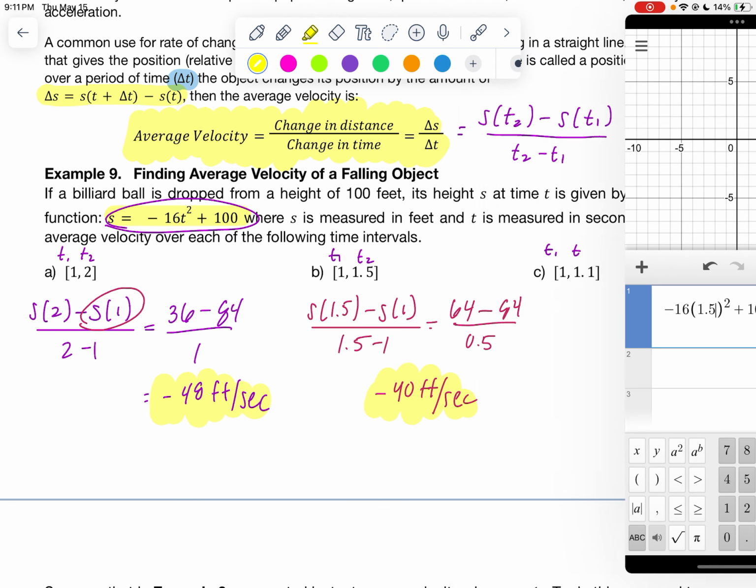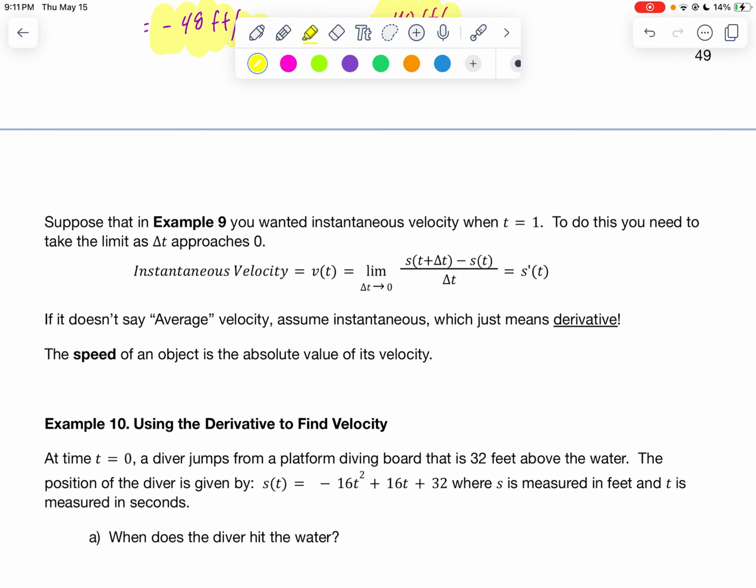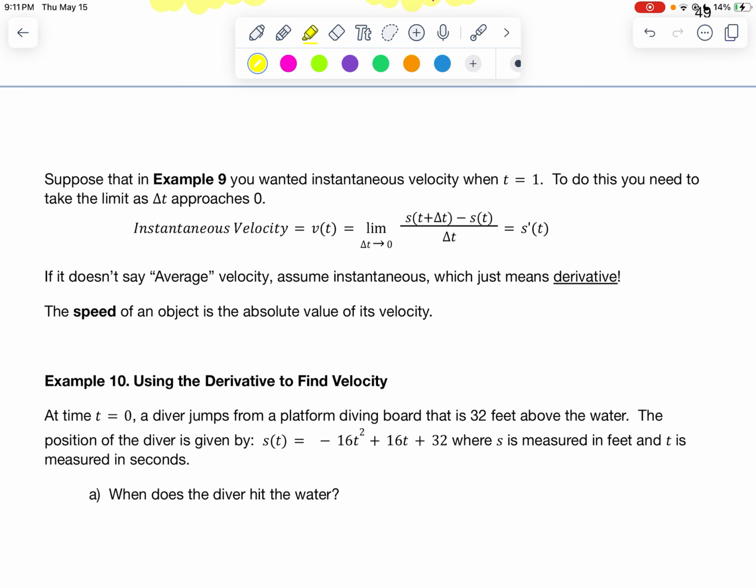All right. It says, suppose that in example 9 you want the instantaneous velocity when t is equal to 1. To do this, you need to take the limit as delta t approaches 0. So here we have instantaneous velocity, v of t, equal to the limit as delta t approaches 0, and we see a very similar pattern as with delta x approaching 0: s of t plus delta t minus s of t all over delta t. That gives me s prime of t, or in other words, v of t.